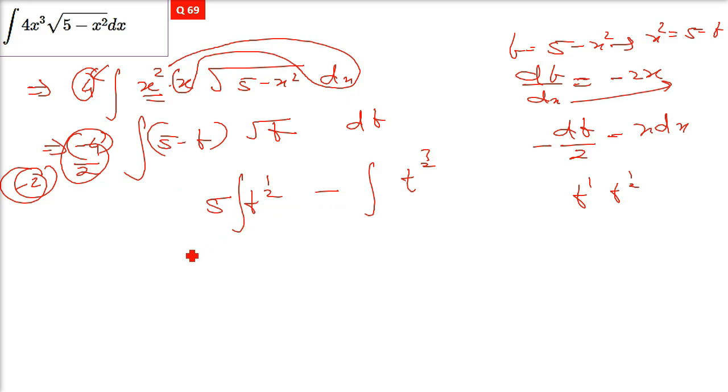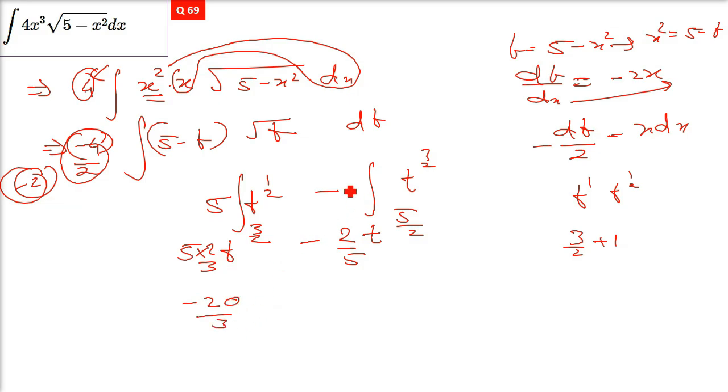So what will be the integration? t raised half plus 1, that is 3 by 2. In the denominator you have half plus 1, that is 3 by 2. It goes up, it will be 2 by 3. And 3 by 2 plus 1 is 5 by 2. So it will be t raised 5 by 2. This 5 by 2 in the denominator goes up, and 2 by 5 it will be. So this is going to be 5. And negative 2 is still there, I told you that I'm going to deal with it later. So negative 20 by 3.